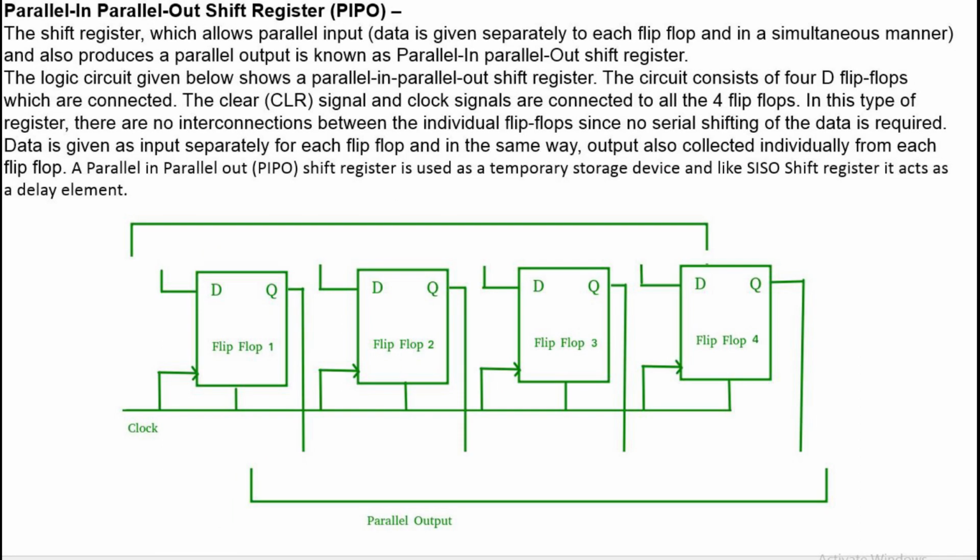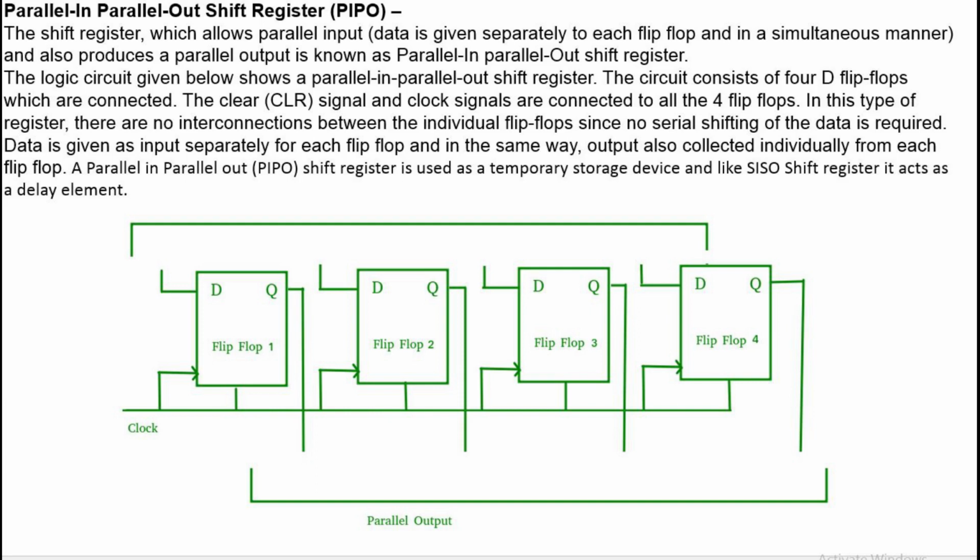Parallel in, parallel out shift register. The shift register which allows parallel input and also produces parallel output is known as parallel in, parallel out shift register. The logic circuit given below shows a parallel in, parallel out shift register. The circuit consists of 4 D flip-flops which are connected.